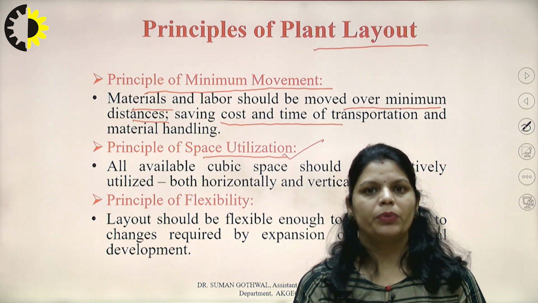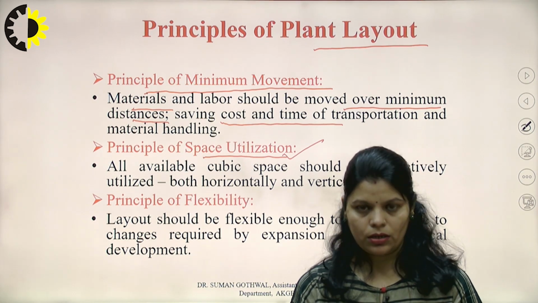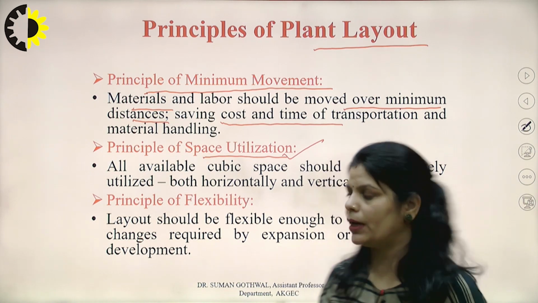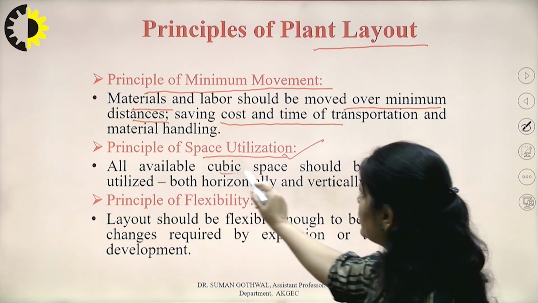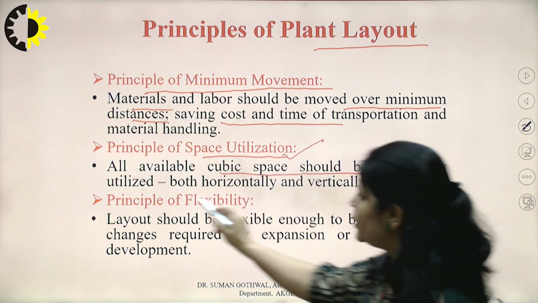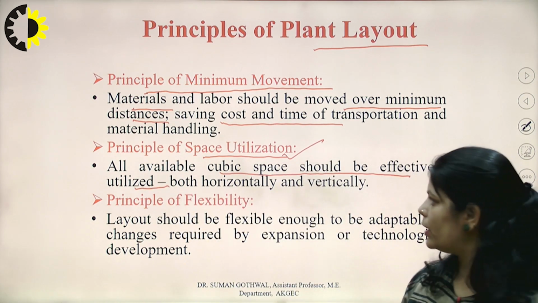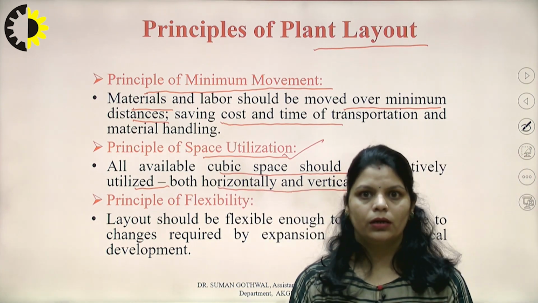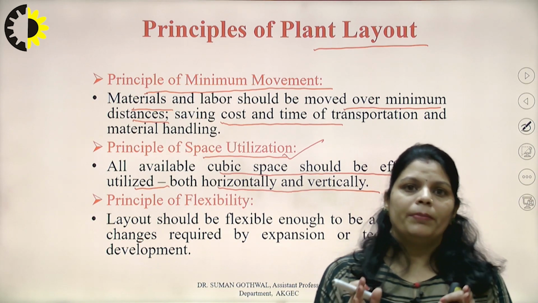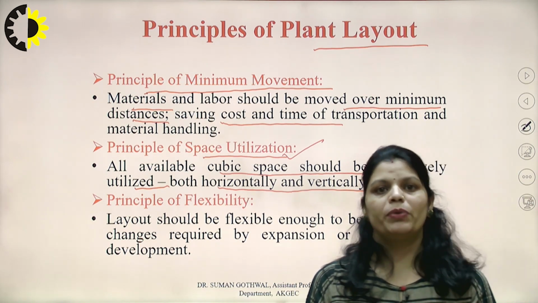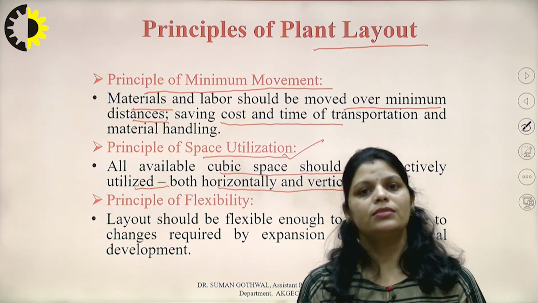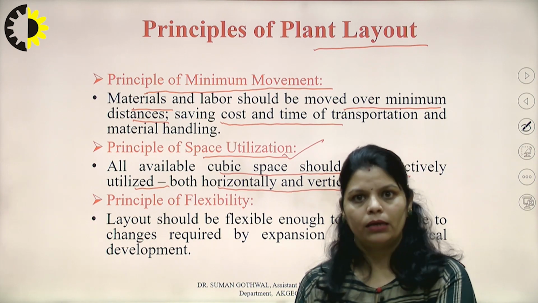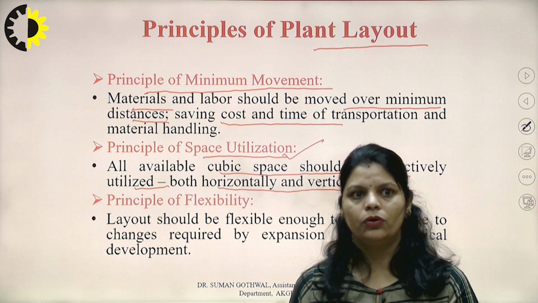Now, the second one is the principle of space utilization. Whatever space is available with us, we have to utilize it in a proper manner. All available cubic space should be effectively utilized, both vertically and horizontally. Besides using the floor space of a room, if the ceiling height is also utilized, then more material can be accommodated in the same room.